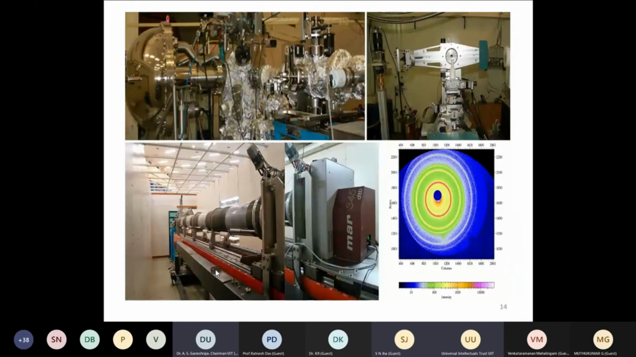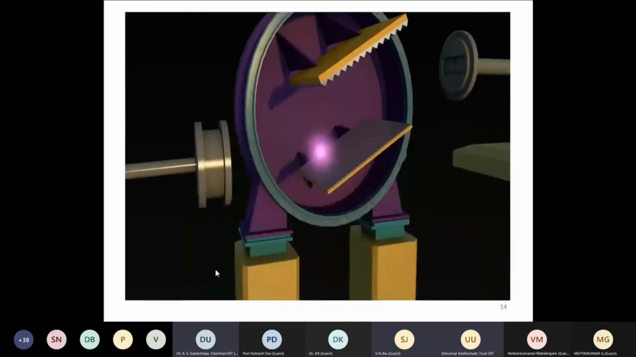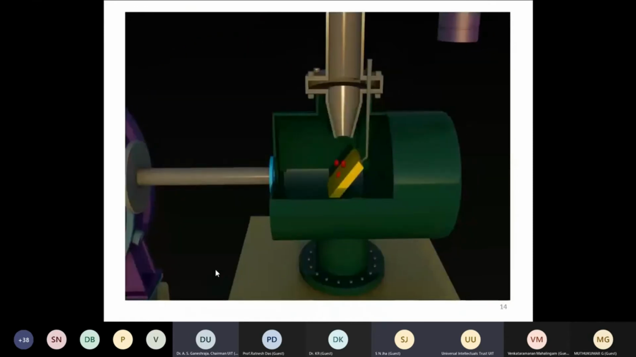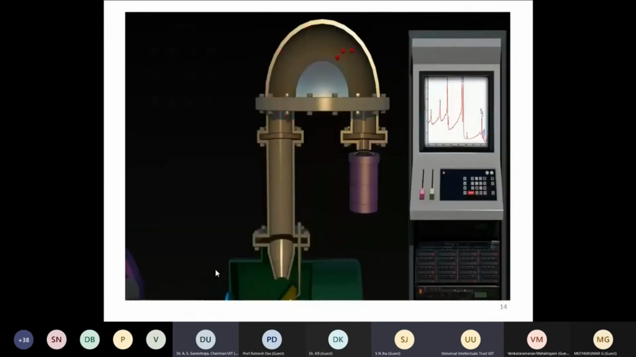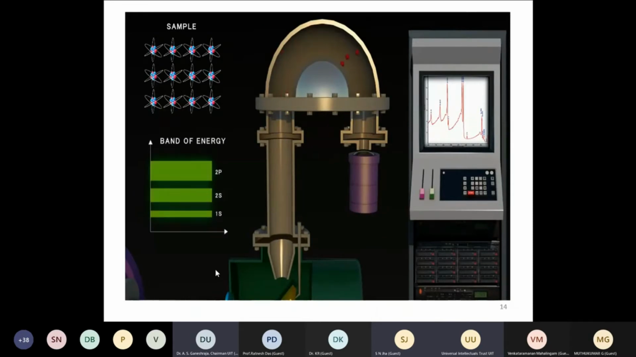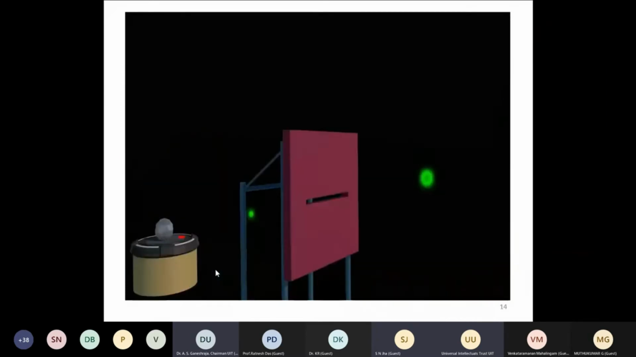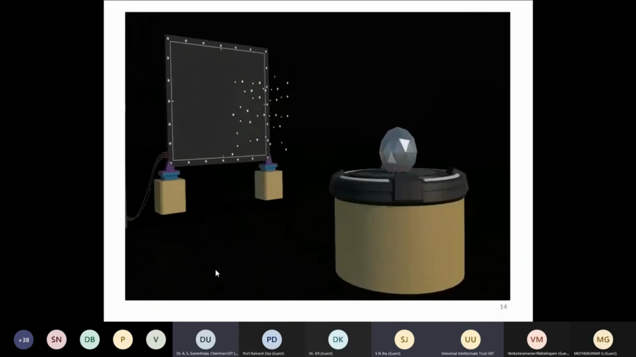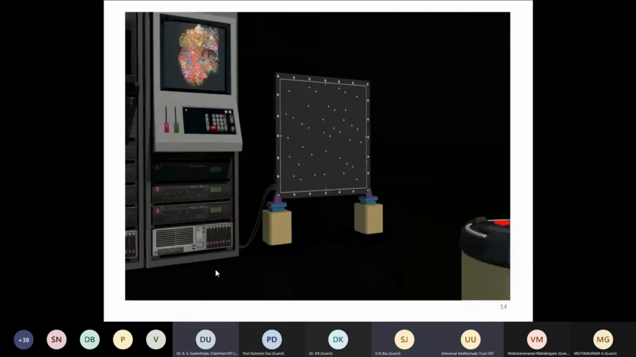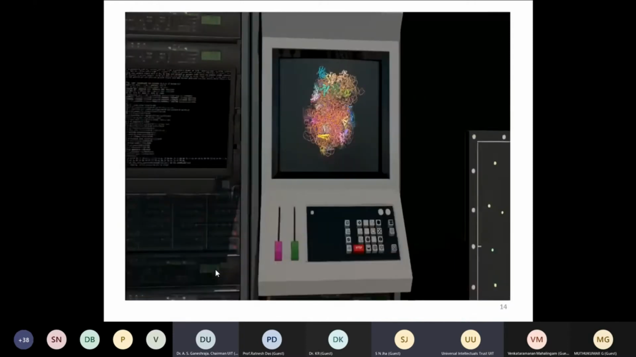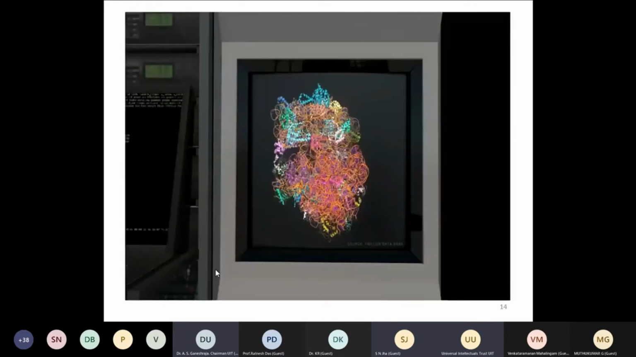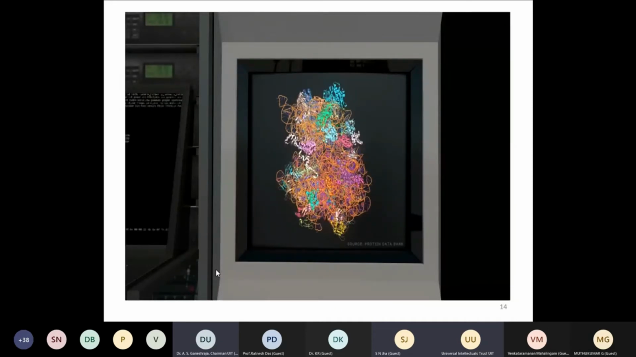For example, in photoelectron spectroscopy, X-ray photons knock out electrons from the sample. By measuring the energies of these electrons, valuable information is obtained about the energy levels of the atoms in the sample. In X-ray diffraction, incident X-rays are scattered from the sample and interfere with one another to form a diffraction pattern. By analyzing this pattern, scientists can reconstruct the structural arrangement of atoms within the material.